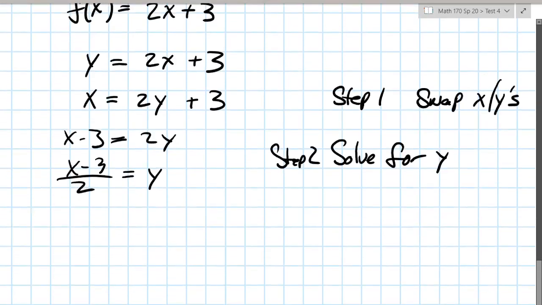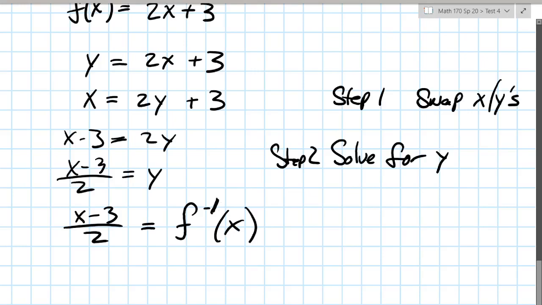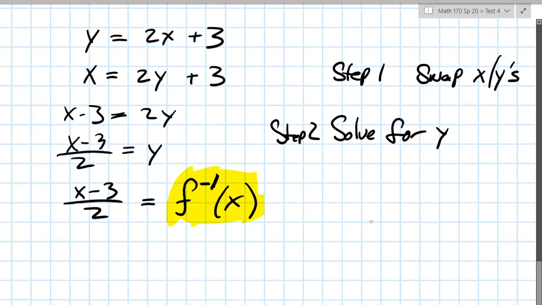X minus 3 divided by 2 is equal to y. And then we have it. Step 3 is simply write f inverse of x in place of y. So when we have found a function that is the inverse function, we use this special notation f inverse of x to say that this is the inverse function for f.